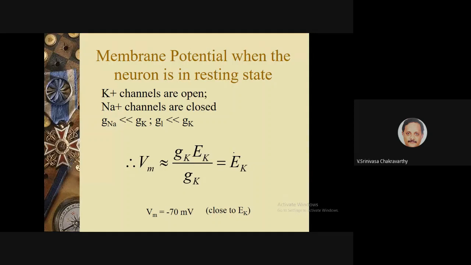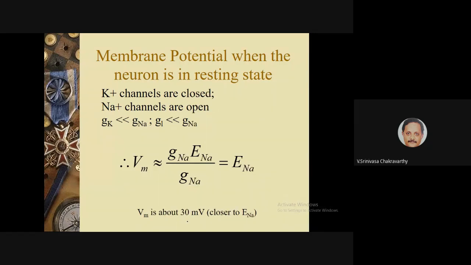So Vm goes close to that value. Interestingly, this is what happens in the neuron's resting state. It is not that sodium channels are completely closed and potassium channels are completely open. What happens in the resting condition is that more potassium channels are open and more sodium channels are closed. Therefore, Vm goes close to the minus 77 value of EK, and actually it is equal to minus 70 millivolts in the resting condition.